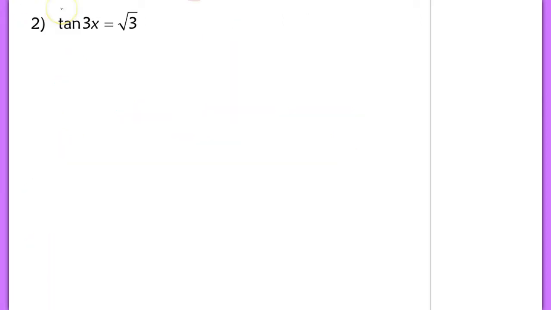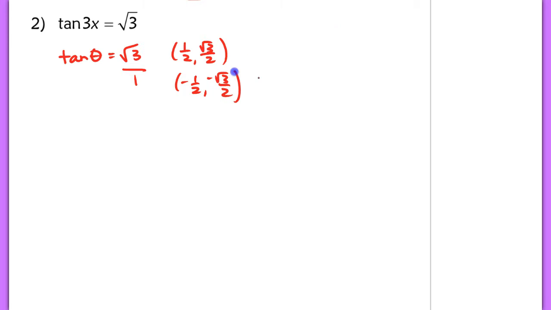Okay, next up in problem 2, we're going to treat this equation as if it were the tangent of theta equaling root 3. So we have a positive ratio here of root 3 over 1, which means that we're looking at the coordinate 1/2, root 3 over 2, or negative 1/2, negative root 3 over 2.